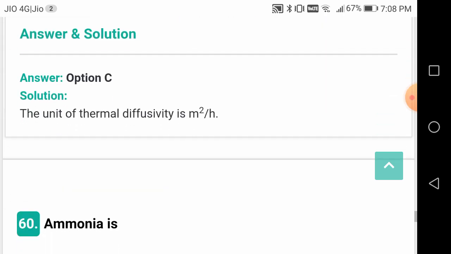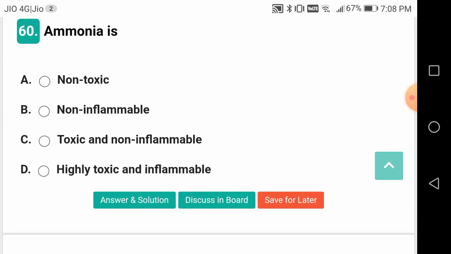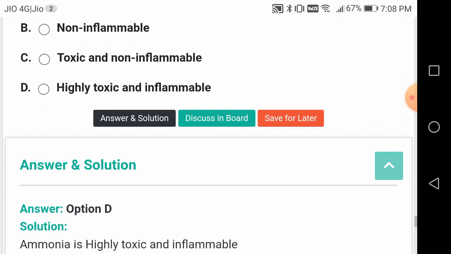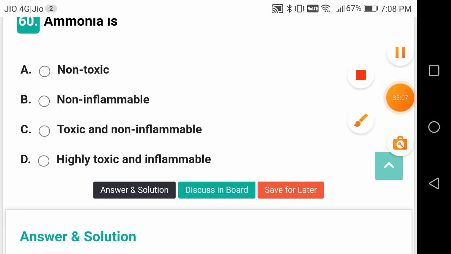Ammonia is highly toxic and inflammable.